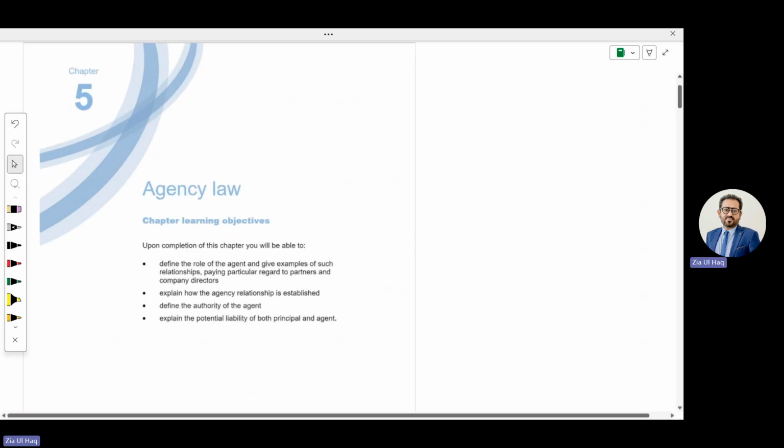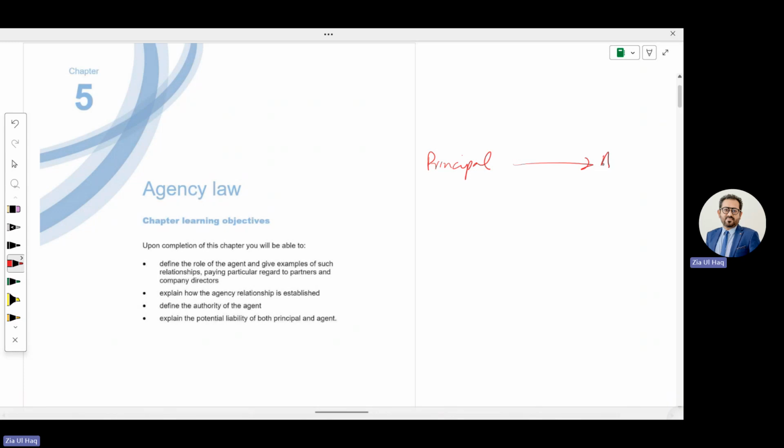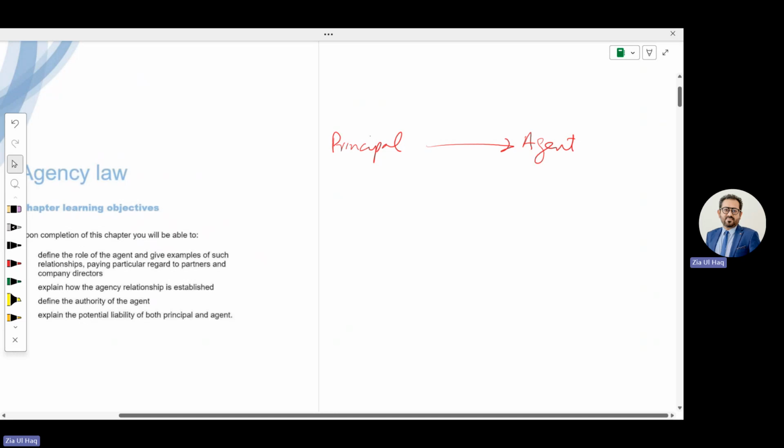Agency law. What is agency? According to agency, there are two parties. One is called principal and the other is called agent. There are two parties, principal and agent. Principal hires or engages an agent to perform some services on behalf of the principal against any reward.